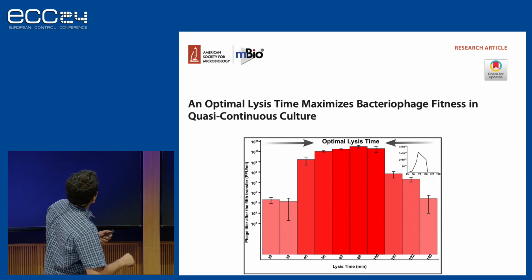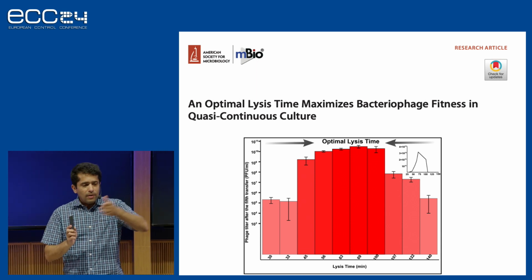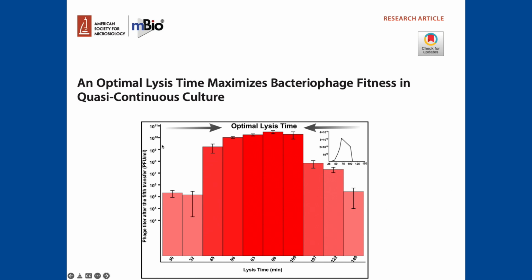Okay, finally, one more slide on the ecology. We tried different lambdas with different timing of lysis. We did an experiment where we looked at the fitness of the virus. So we infect E. coli cells and look at the amount of virus after a long time. The y-axis is the lambda titer, and this is the lysis time. As you can see, there's an optimal time to lyse.